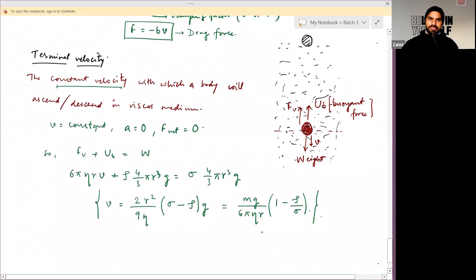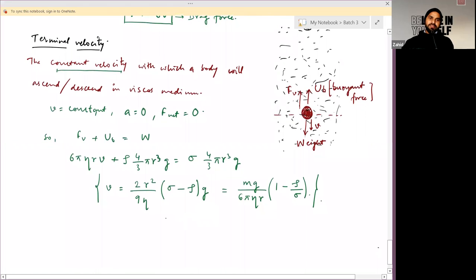Now, on the basis of this density, we may define three different terms. First, if sigma, that is density of object, is greater than density of medium, then terminal velocity or V will be positive. It means the object will tend to go down, or it will descend.